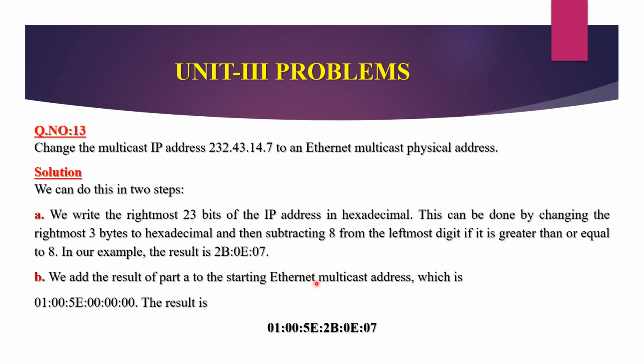Then we add the result of part A to the starting Ethernet multicast address, which is 01:00:5E:00:00:00. So we add this and we get the result 01:00:5E:2B:0E:07. This is the Ethernet multicast physical address.